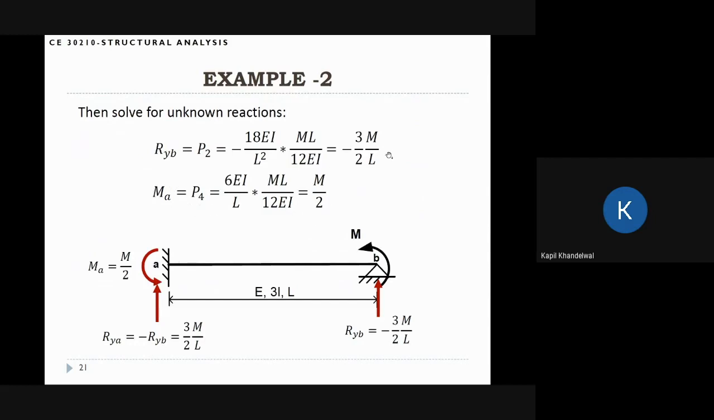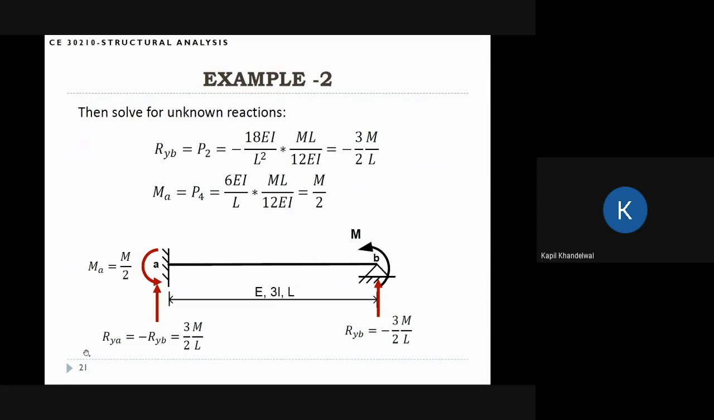And actually, you can see that dimension-wise it is also consistent. P2 is actually the vertical force, so it's actually moment divided by L. When you divide the moment by L, you end up with the correct dimension. And P4 is M by 2. P4 was actually the moment at A, so dimension-wise it is also correct.